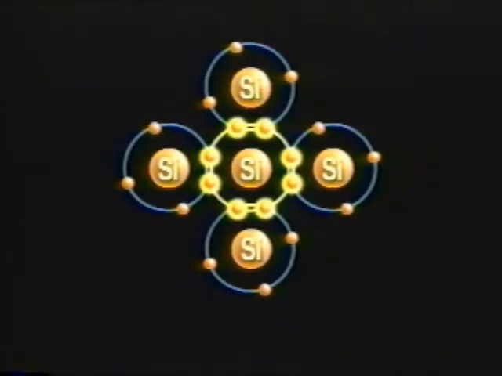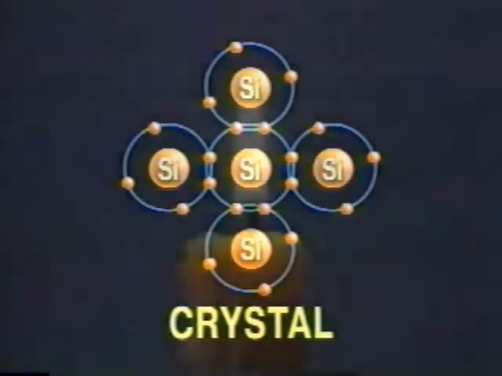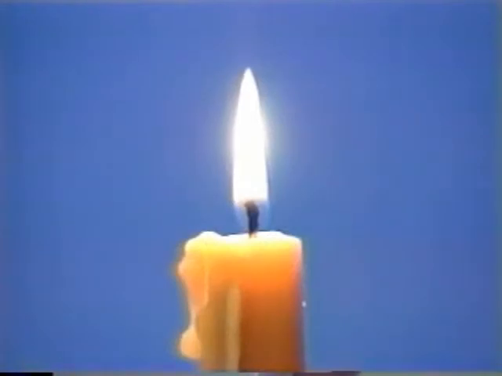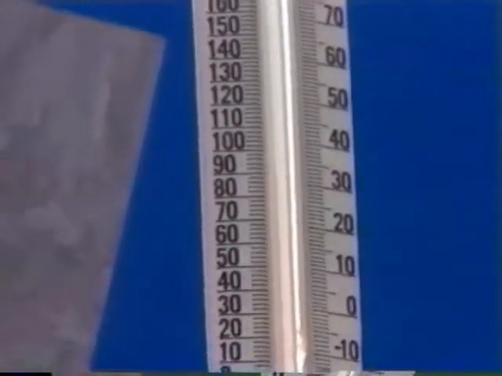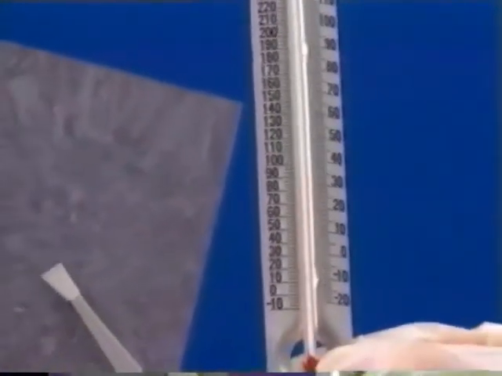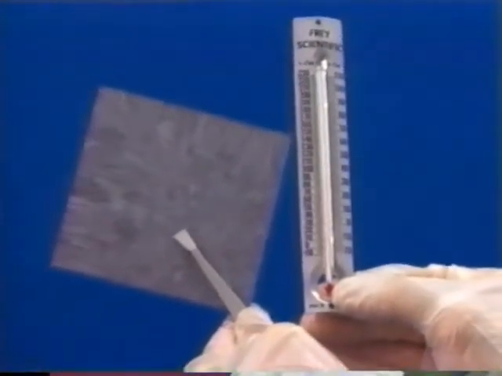This orderly pattern into which the silicon atoms have become arranged is called a crystal. Although quite stable, these covalent bonds can still be broken if some external force is applied. One such force is thermal or heat energy. As the ambient or air temperature around a silicon crystal increases, its electrical resistance decreases. Decreasing resistance means increasing conductivity.